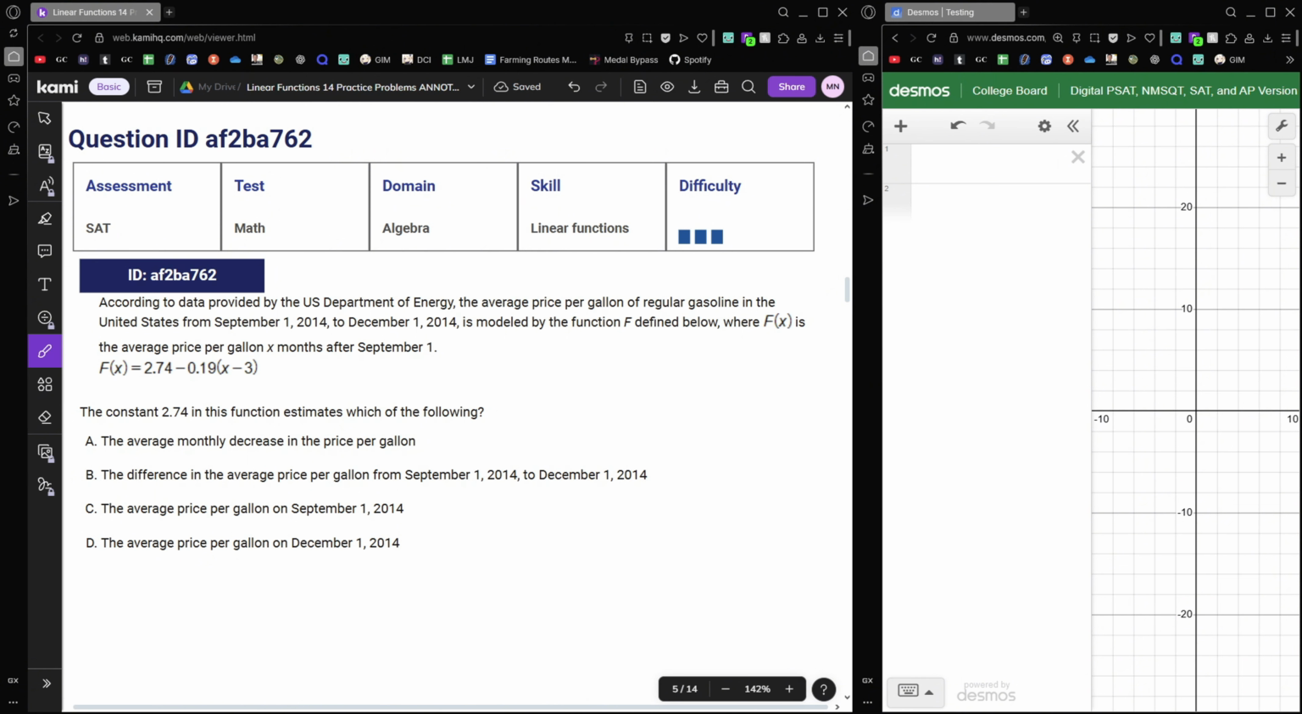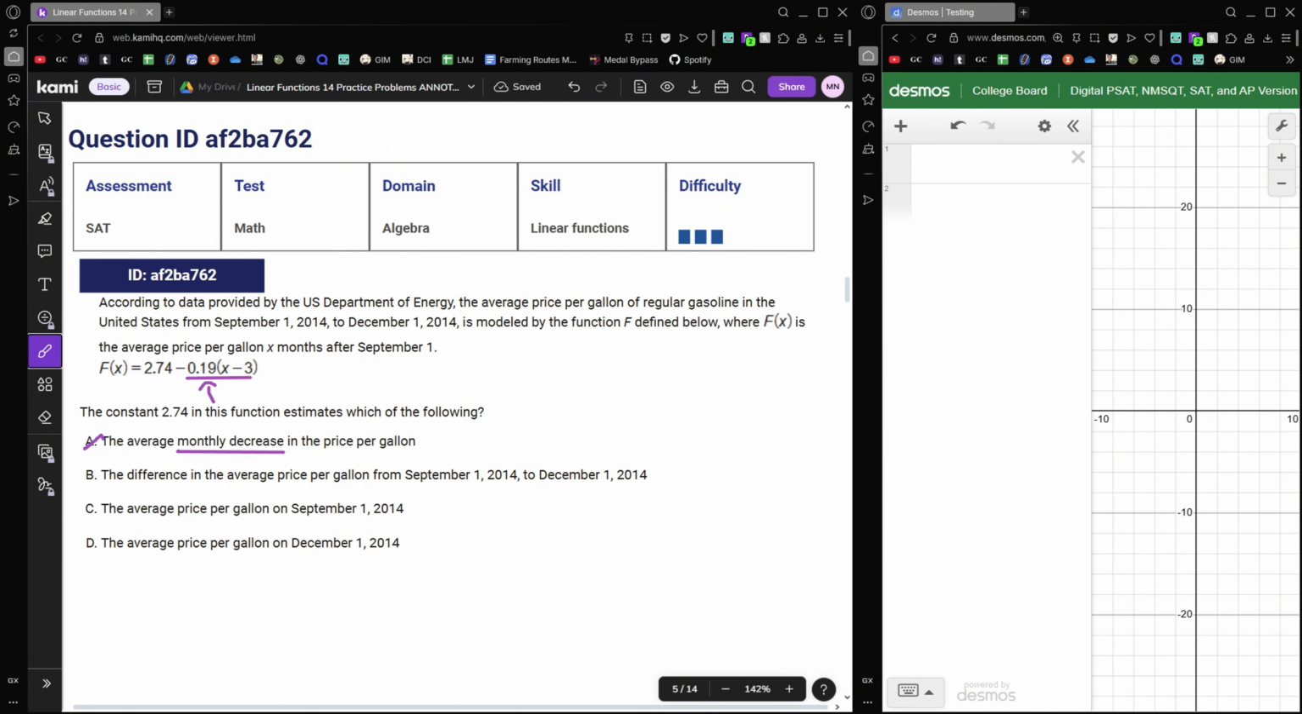Let's quickly look at our answer choices. A. The average monthly decrease in the price per gallon. Well, we know it's not going to be the monthly decrease, because here 2.74 is just by itself. It's not being multiplied by x. So the actual monthly decrease would be 0.19. So we know it's not going to be A.